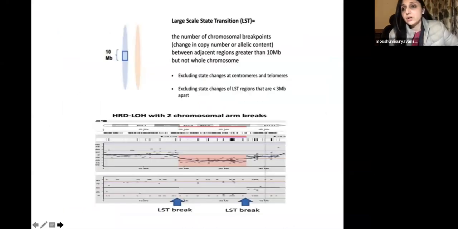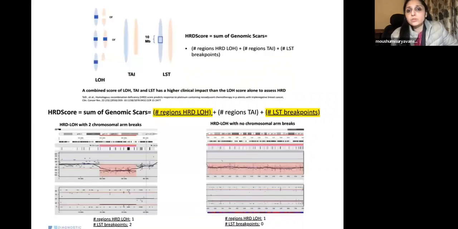And the third component, which constitutes the HRD score, is the large scale state transition. It is the number of chromosomal breakpoints, that is the change in the copy number or allelic content between two adjacent regions greater than 10 MB, but not comprising the whole chromosome. So as you can see in this figure, there is loss of heterozygosity, and there are two breakpoints. So this will have one LOH score, plus two breakpoints from large scale transitions. So that's how these scores are added.